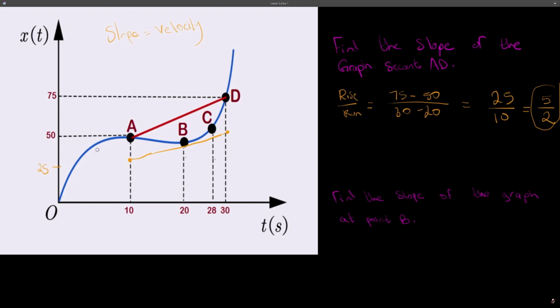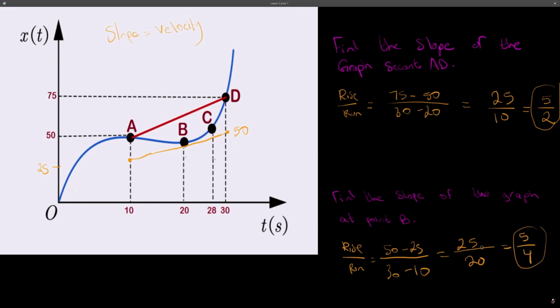So this is around 25 almost, and this is 50. So we would do it again. So we would do rise over run, and it's equal to 50 minus 25 over 30 minus 10, which is equal to 25 over 20, which is around 5 over 4. That's our answer.